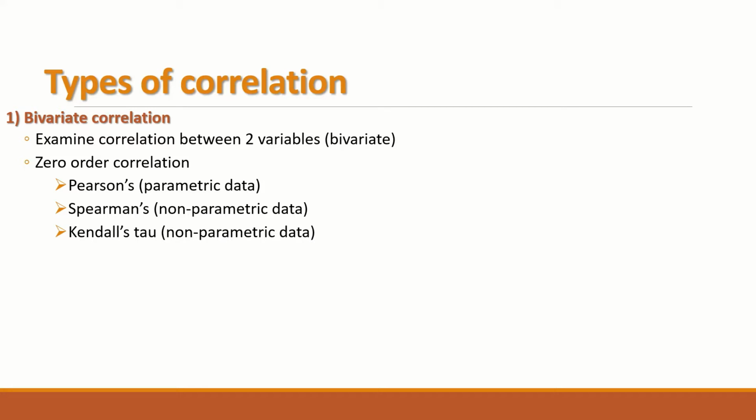A third option when the data are not normally distributed, i.e. non-parametric, is to use Kendall's tau correlation coefficient.